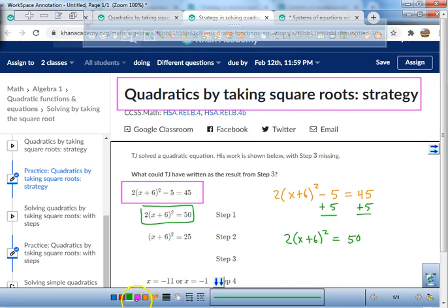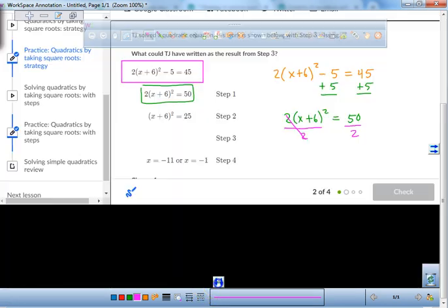Now, after the result of the next step, all you got to do is divide both sides by 2. And when you divide both sides by 2, 2 divided by 2, they cancel out. 50 divided by 2, what do you get? You get 25. Look, you get this step. So now we're at what? (x + 6) squared equals 25.